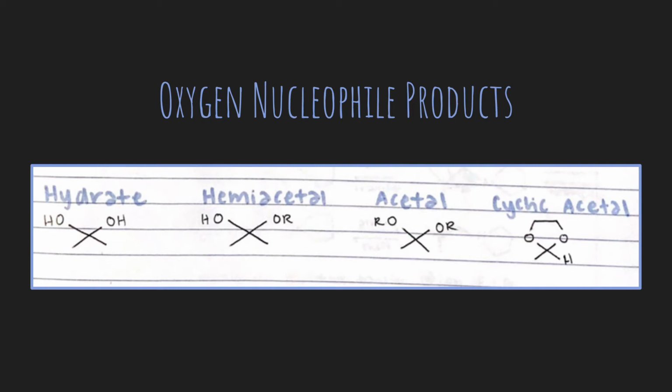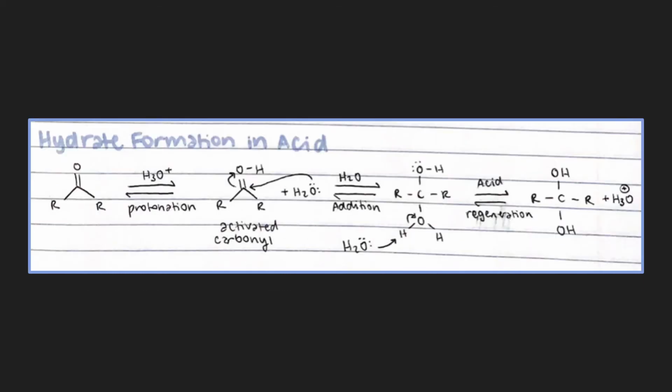Our cyclic acetal is the same thing, but instead of a free OR substituent, if you will, they connect to form a ring. So it's just like this, but instead our R groups are essentially coming here and here. That's the only difference, and that's what you're going to be seeing right here. Let's look at the mechanism for hydrate formation first. We have 2 ways of doing this, acid and base catalyzed.